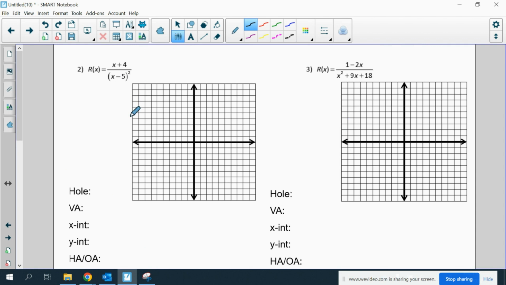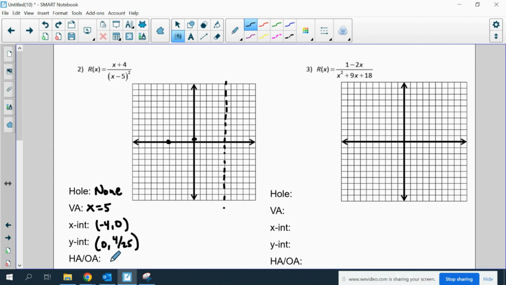Problems 2 and 3. Problem 2 doesn't need any factoring. There is no hole, as nothing cancels off on the top and bottom. Vertical asymptote is at x equals 5. X-intercept is where only the numerator equals 0, so that's at (-4, 0). Y-intercept occurs when I substitute in 0 for x, and I get 4 over negative 5 squared, which is 4/25. So that's a pretty small value.